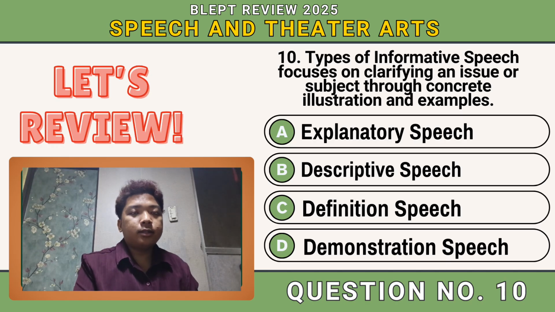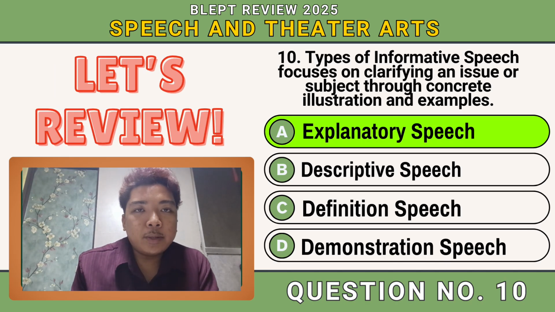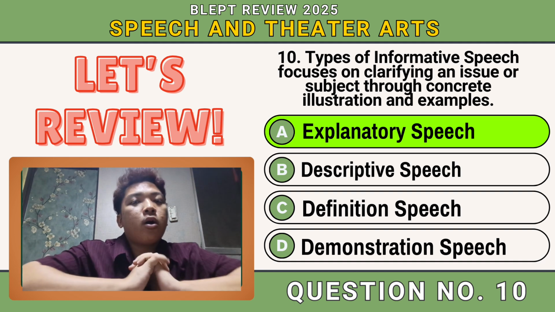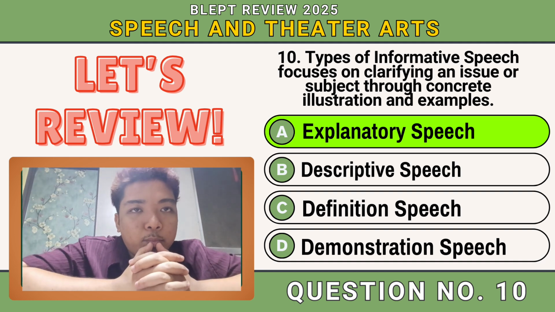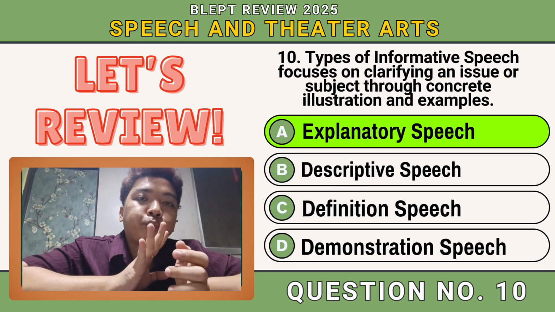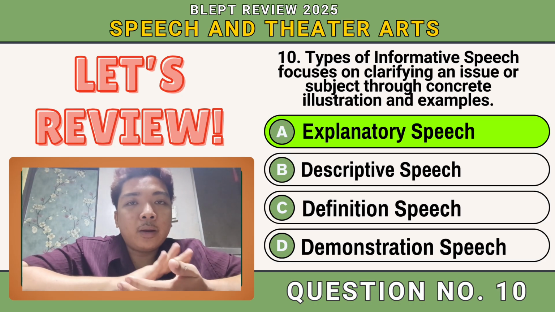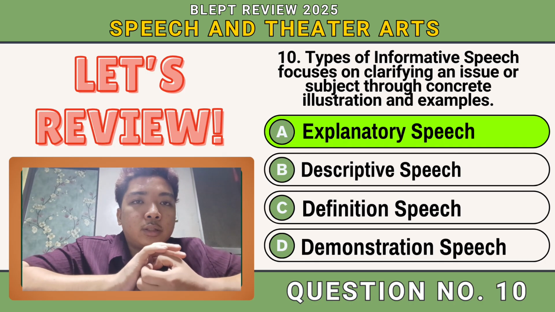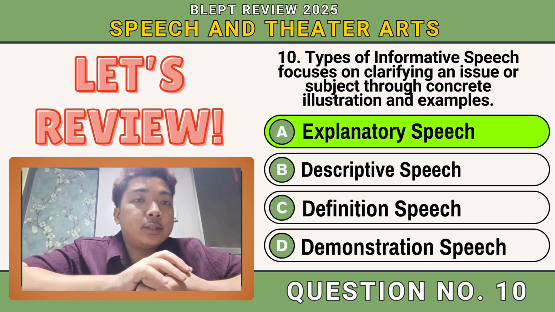Okay, the correct answer is explanatory speech. This speech aims to clarify an issue or subject through concrete illustrations and examples. For example, the speaker is talking about the process of photosynthesis, and the speaker provides some visual aids and such to provide concrete illustrations of the process of photosynthesis.